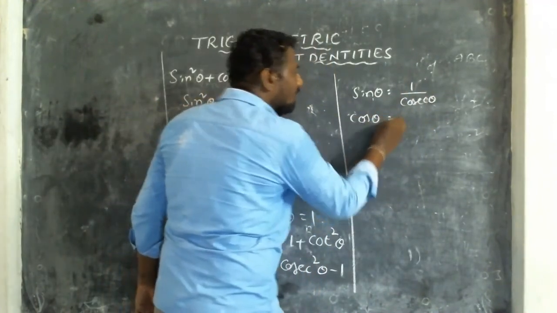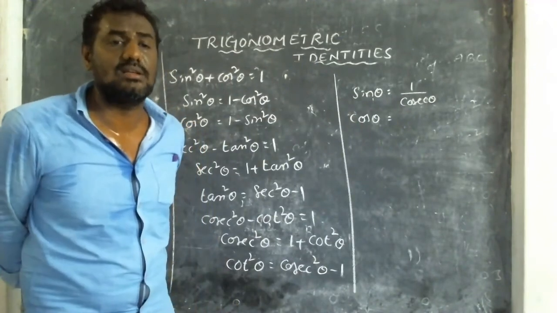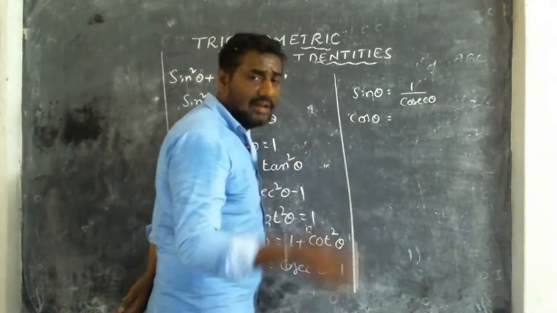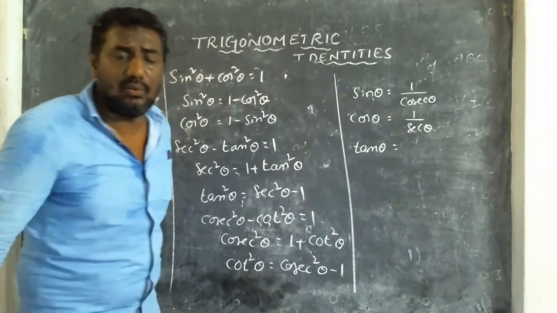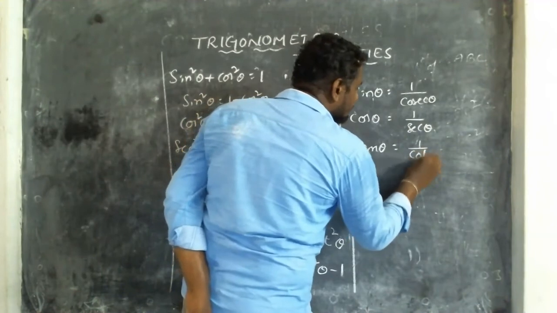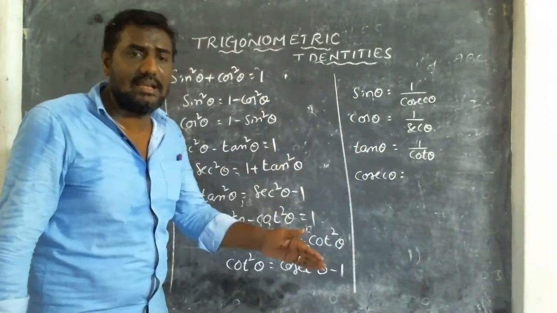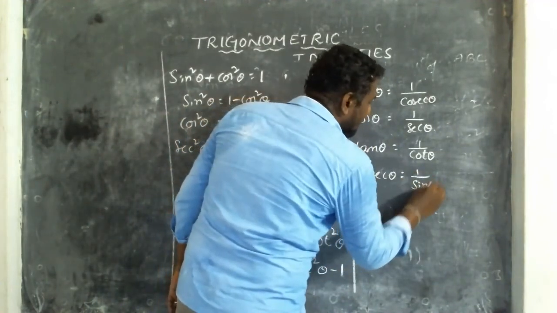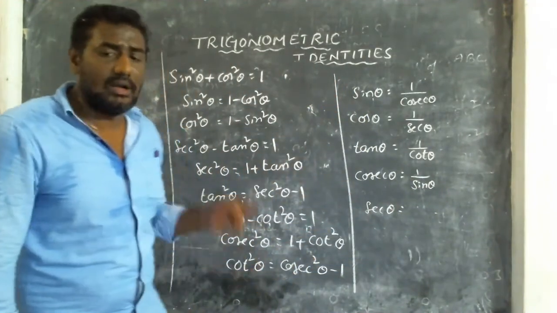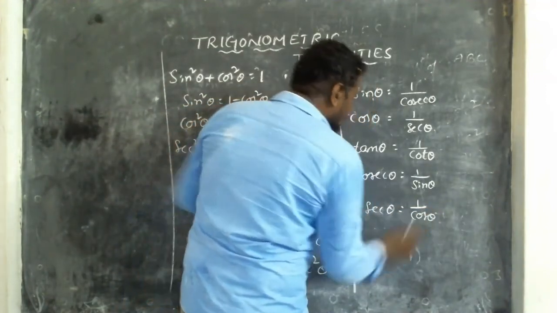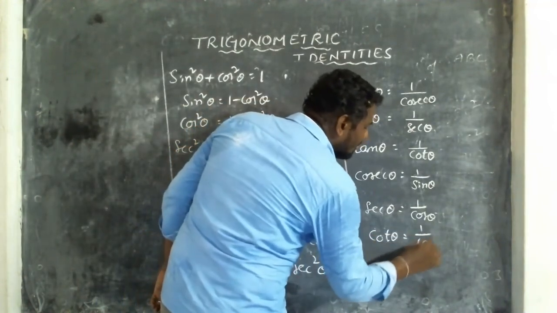Cos reciprocal, all of you know, is sec. While saying, cos reciprocal sec, but while writing you have to write 1 by sec. Cosec reciprocal is sin, but while writing, 1 by sin. Cos reciprocal sec, while writing 1 by cos. Tan reciprocal is cot, and cot reciprocal is tan, but while writing, 1 by tan.